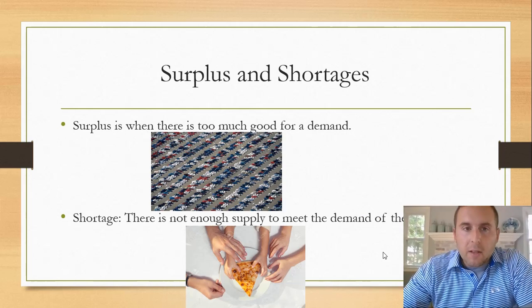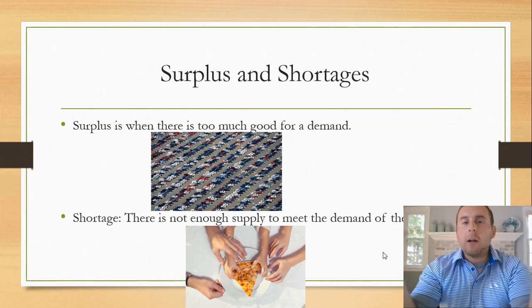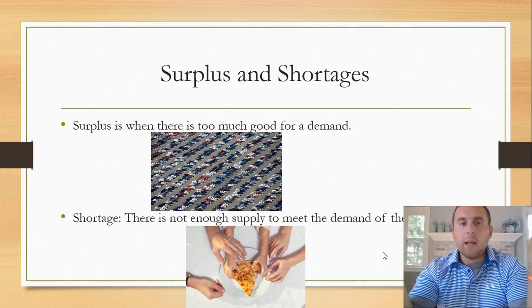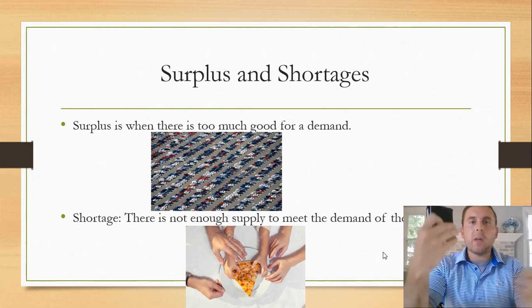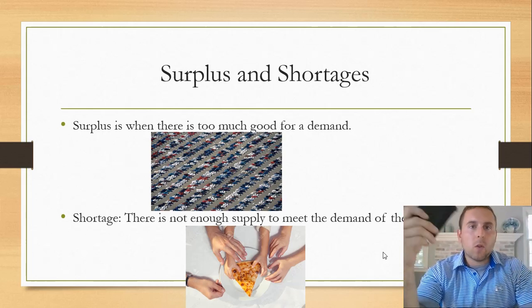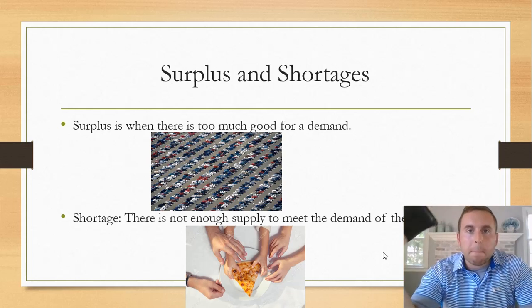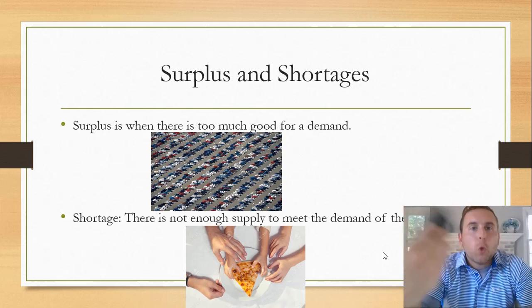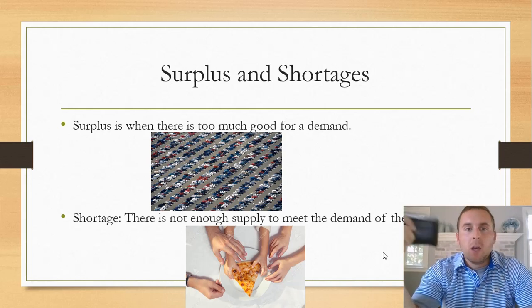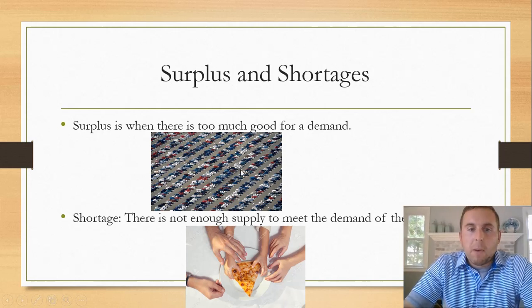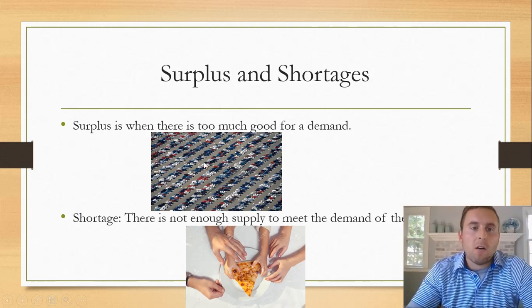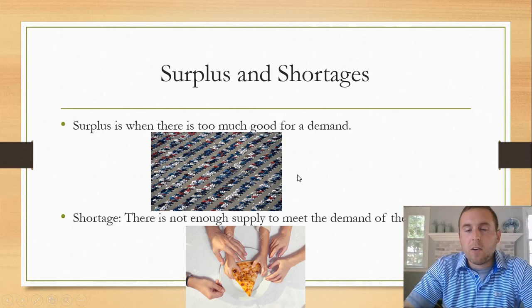What is a surplus? A surplus is when there's just too much of a good for demand. Like the example, we make 2 billion wallets, and there's just not enough people to buy these wallets. We just have too many wallets. That's a surplus. We just have too many of something. So the picture I have on here is just a bunch of cars. We have a surplus of cars that people don't want to buy or can't afford. We have too many for demand.